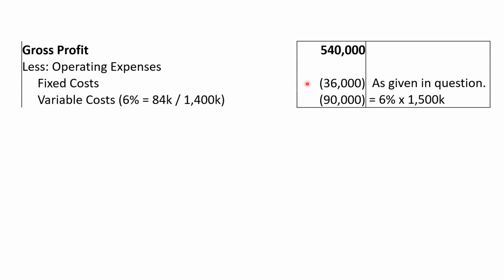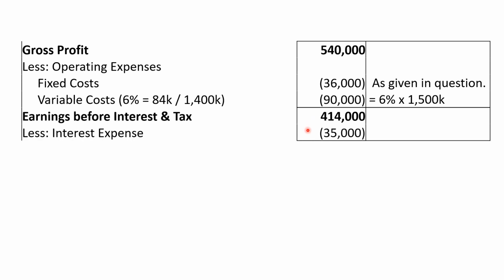Next, we move on to operating expense. The fixed cost remains unchanged, so basically it's the same as the previous year, 36K, as given in the question. The variable cost is from the previous year, 84,000 variable cost and the sales figure of 1.4 million, which gives you 6%. 6% times the future sales of 1.5 million gives you 90. Same thing, 540 minus these two figures, minus 36 minus 90, gives you 414K. This is the earnings before interest and tax.